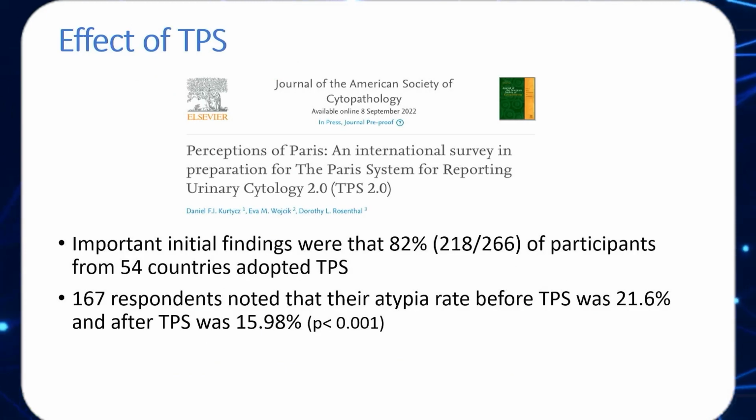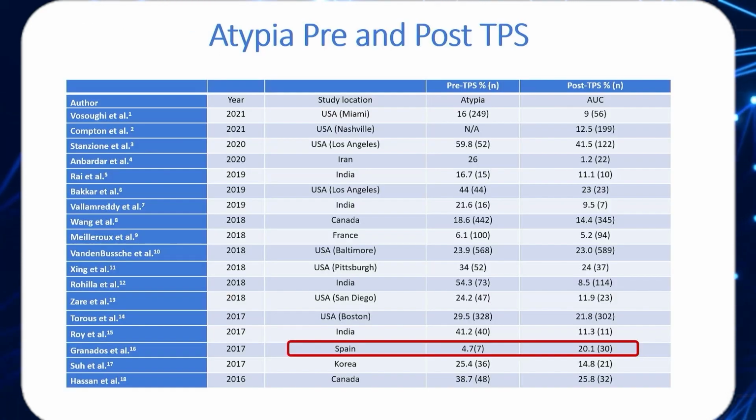So, effect of the first Paris System, and based on our survey, what did we find out about atypia itself? Most of the participants said that they were able to reduce their atypical calls. It ranged from lowering from 21.6% before implementation of version 1 to as low as 15.9 or 16%. So some statistically significant differences there. These are all the list of calls based on published literature.